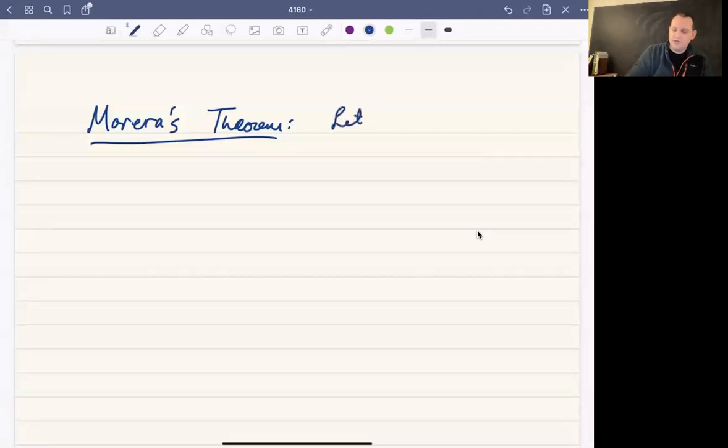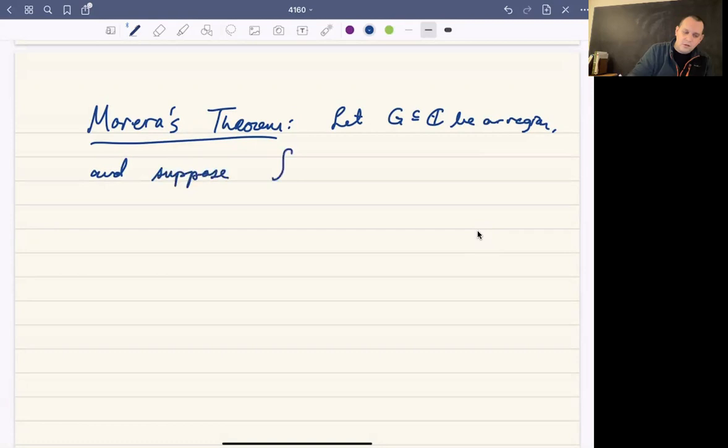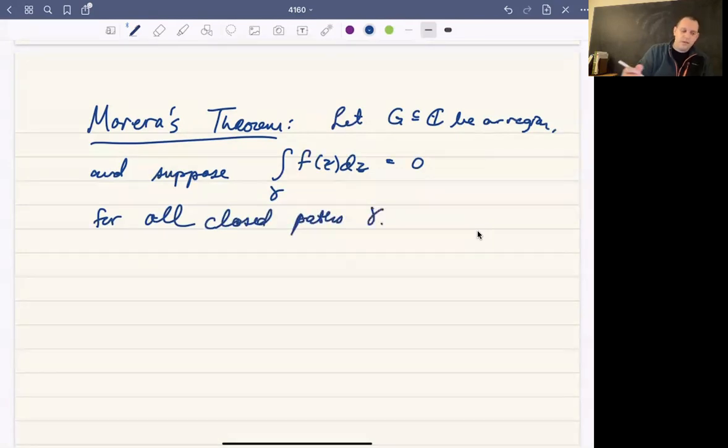So let G be a region, an open connected set. And suppose that the integral of f over gamma is equal to 0, and that this is true for all closed paths gamma. Okay, so if this is true for all closed paths gamma, then it turns out that that implies that f is holomorphic.